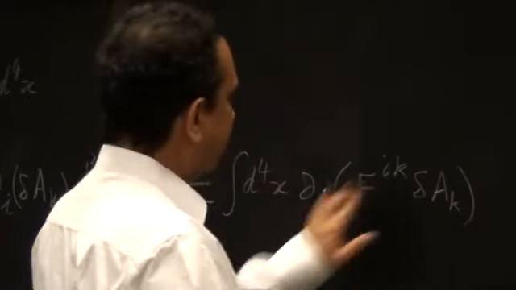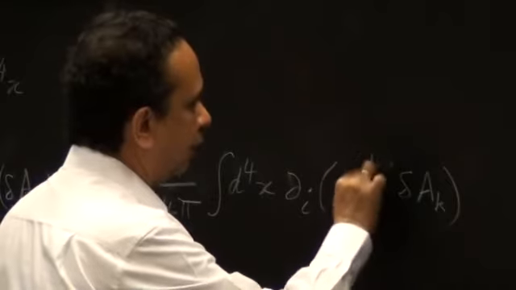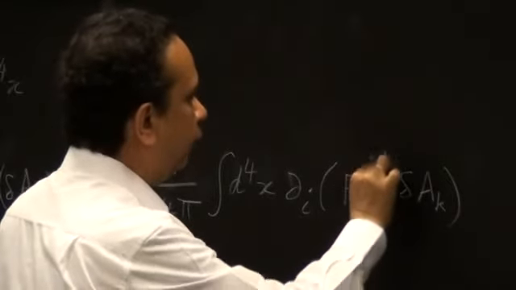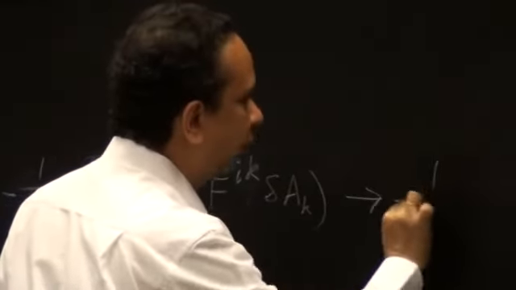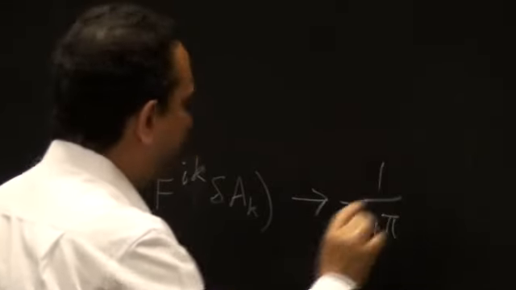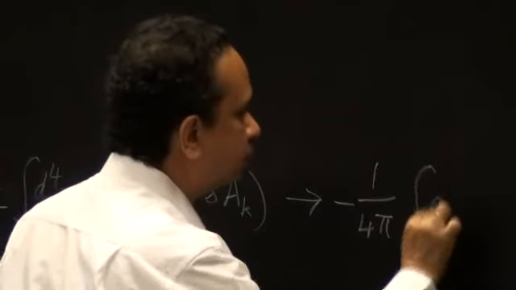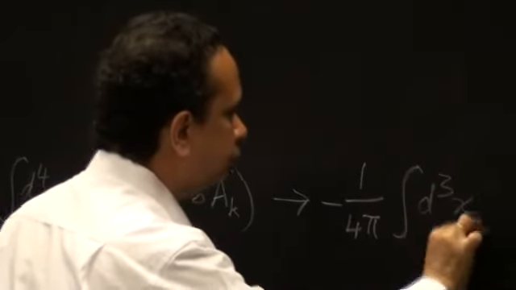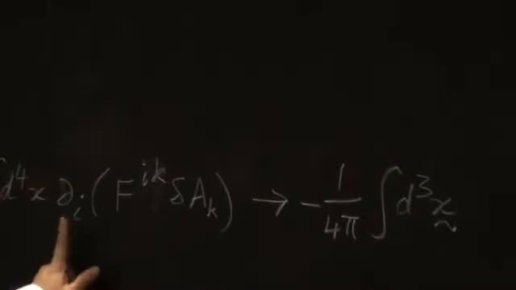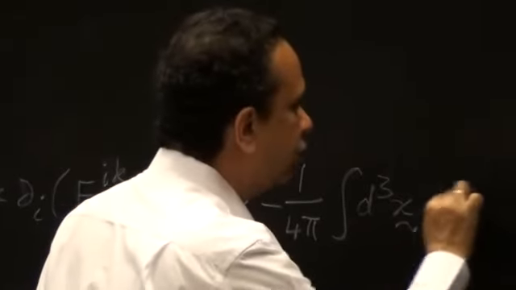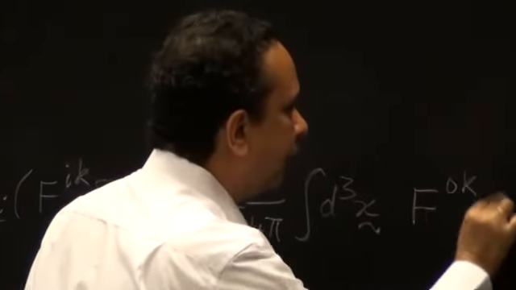So what does this term give me? Okay, so this I'm going to integrate, and let me concentrate on a t equals constant surface. So first of all, this is going to give me only a surface term, and on the t equals constant surface, this will give me 1 upon 4 pi integral over d3x F^0k delta A_k, since I'm on the t equals constant surface, so there is only the 0 index which contributes.